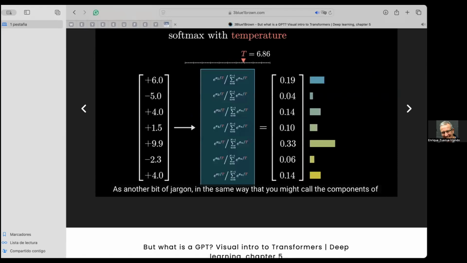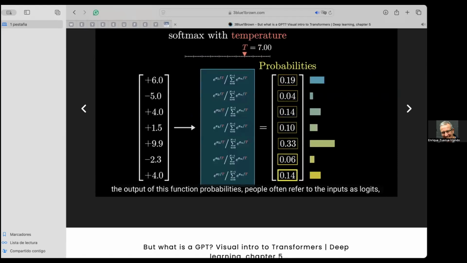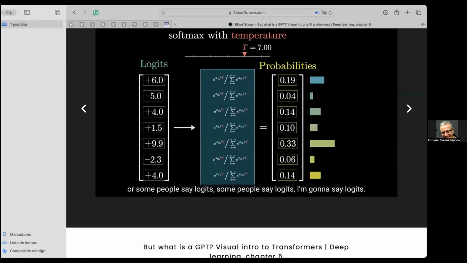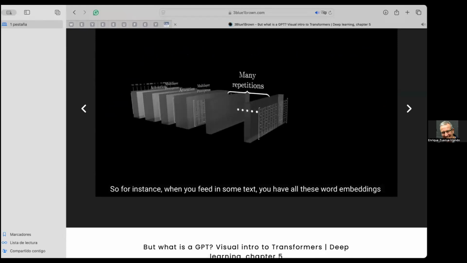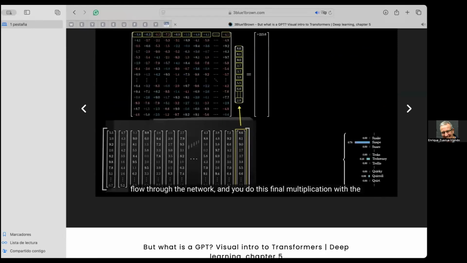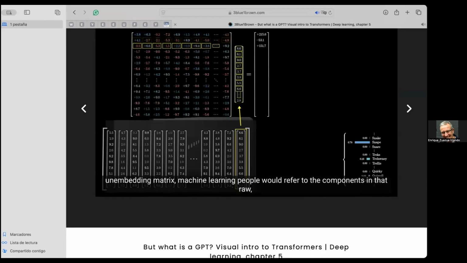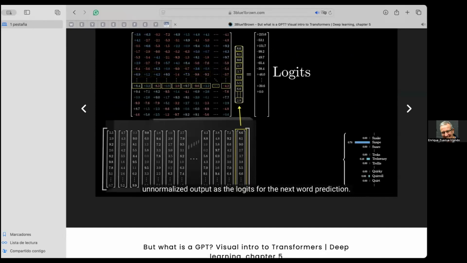As another bit of jargon, in the same way that you might call the components of the output of this function probabilities, people often refer to the inputs as logits, or some people say logits, some people say logits. I'm going to say logits. So for instance, when you feed in some text, you have all these word embeddings flow through the network, and you do this final multiplication with the unembedding matrix. Machine learning people would refer to the components in that raw, unnormalized output as the logits for the next word prediction.